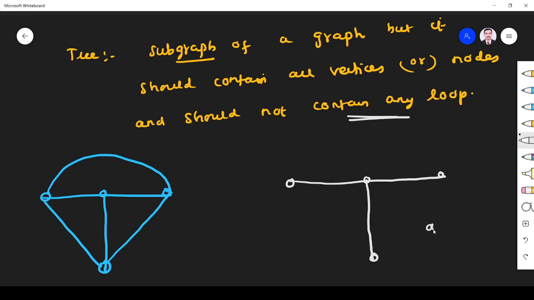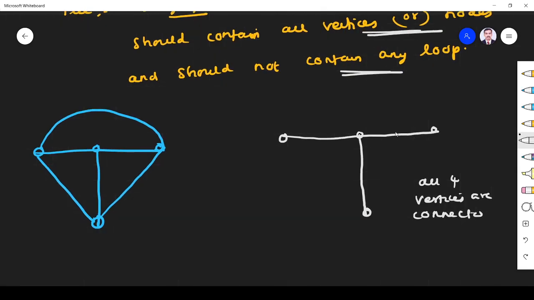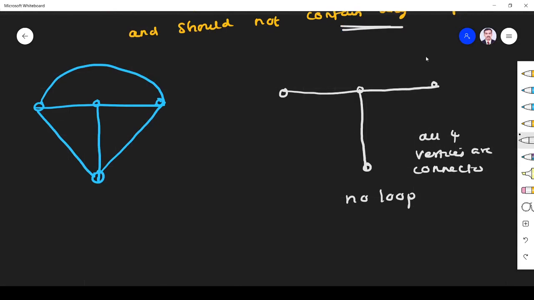So here you see, all 4 vertices are connected. So it should contain all the 4 vertices of the graph, all the vertices from the graph. So here we have 4 vertices, all the 4 are there. All are connected and no loop, no closed path, right? So there may be more than one tree for any graph. Let me draw one more tree. So whenever you want to draw a tree, you include all the vertices.